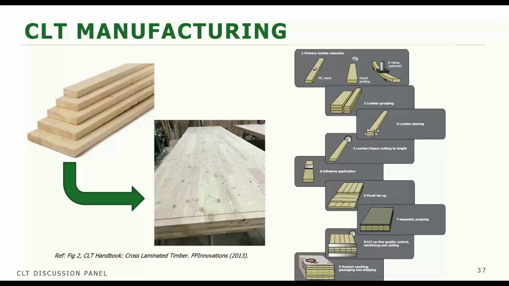I know we've talked about collaboration, but once we've got collaboration complete, we've got the 3D models done, shop drawings complete, then that's where the actual CLT manufacturing comes in. Essentially what we do is we grab the primary lumber selection, we group it, we grade that lumber to specific grades, we cut it to length, we apply adhesive, we lay up the panel and press that panel. Once that panel's pressed, the adhesive is cured. We then go on to quality control, fabrication, sanding, sealing, etc.